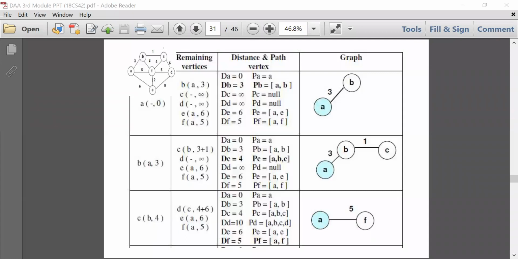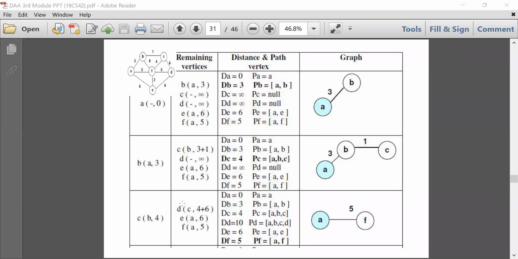Then I need to worry about F. Now, for F, if I put C here, what will the distance be? You can observe here 4 plus 1 plus 3, 4 plus 4, 8. Is that 8 lesser than 5 or greater than 5? Obviously 8 is greater than 5. That's why I cannot update here. I will not update F, because always remember I need to update only when I get the minimum distance. That's why I won't update, I will leave that.